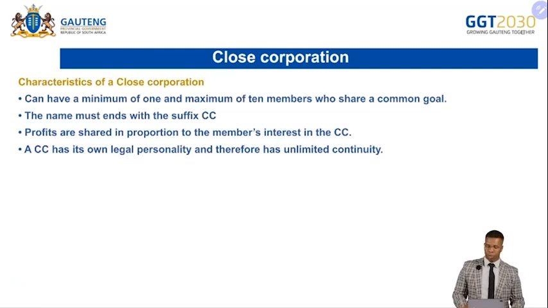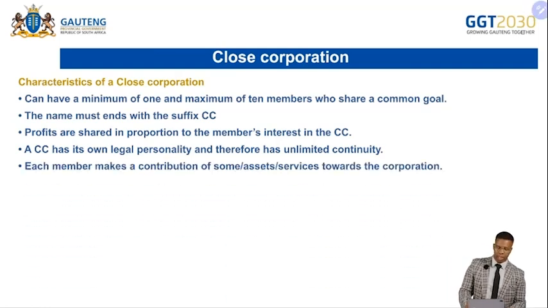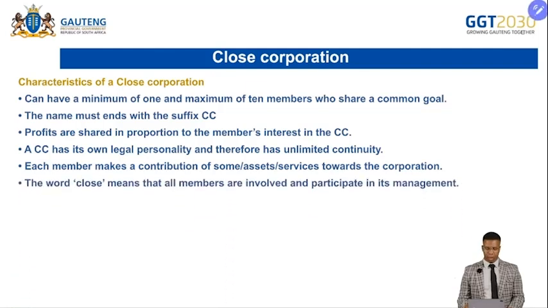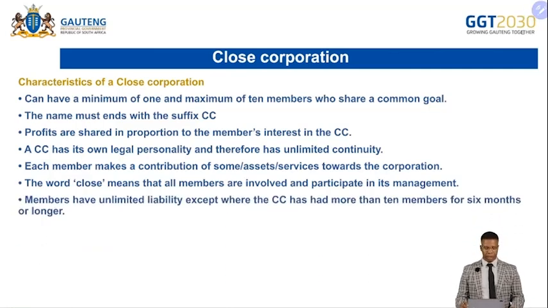And a close cooperation has its own legal personality and therefore has unlimited continuity. So what do we mean by unlimited continuity? It says even if one member passes away, the close cooperation can continue to operate. And then each member makes a contribution of some capital, assets, or services towards the corporation. And the word close means that all members are involved and participate in its management. So that's why it was called close corporation. And then members have unlimited liability, except where the close corporation has had more than 10 members for 6 months or longer.